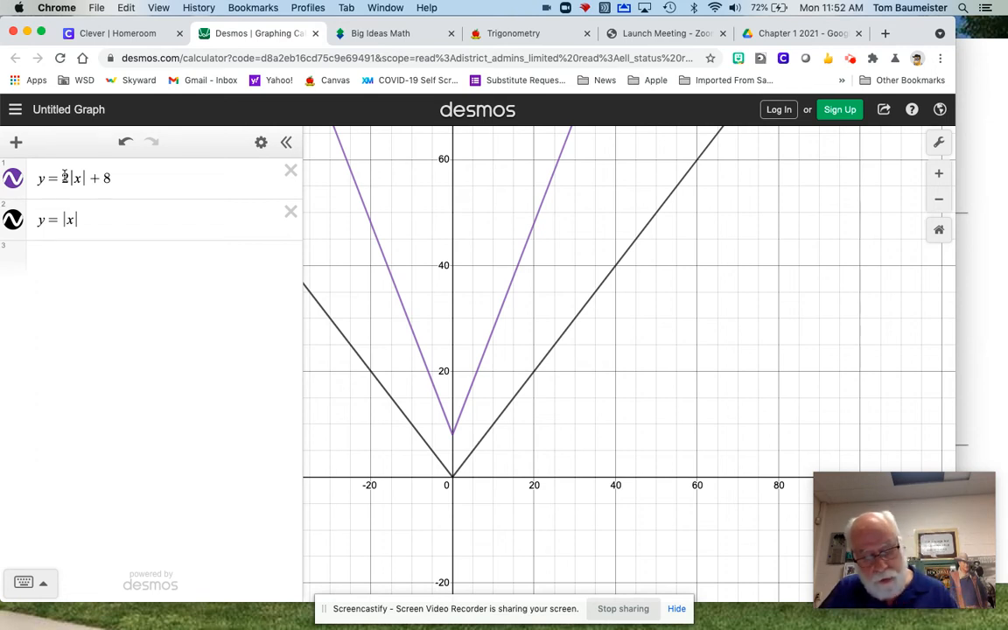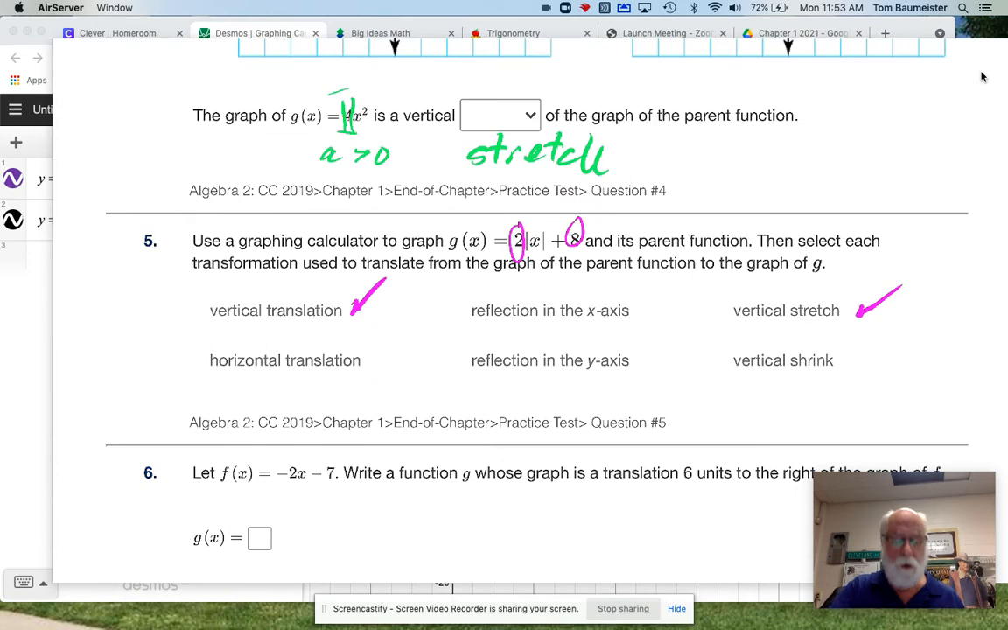Because remember, this right here is our vertical stretch or shrink, and this is our vertical translation. So it goes up or down. So remember, a is greater than 0, so we know it's going to be a stretch. So we're going to click on this one here, and you're going to click on that one there. All right? Oh, here, let me get rid of this and put this back up. So those are the 2 you're going to click on.